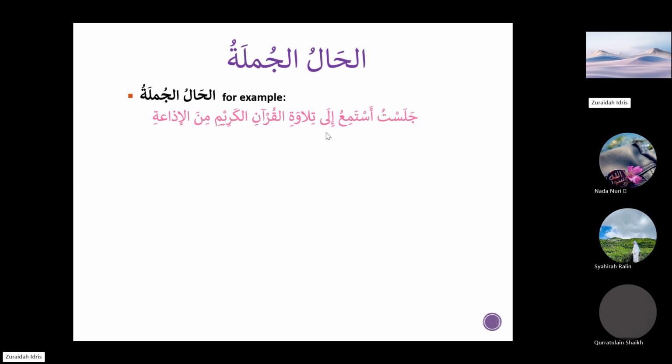Now, when it's a jumlah like this, you notice there are two fi'ils back to back. This is when the hal is a jumlah fi'iliyah. Jalastu astami'u, meaning I sat. How did you sit? Listening to the Quran being read from the radio. I sat listening to the Quranic recitation, tilawah, from the radio.